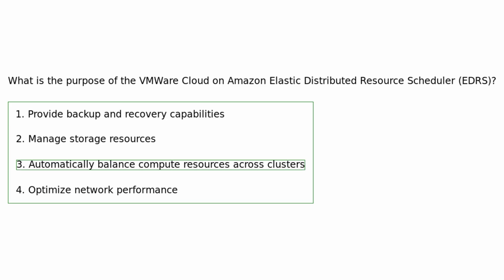VMware Cloud on AWS Elastic Distributed Resource Scheduler automatically balances compute resources across clusters within the VMware Cloud on AWS environment, ensuring optimal utilization and performance.